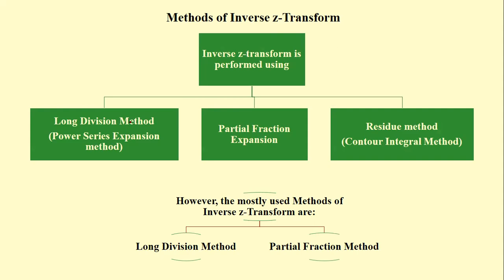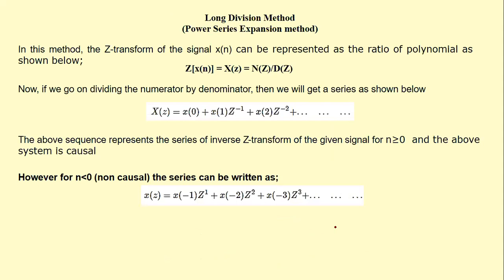The first method is the long division method, which is also known as the power series expansion method. The second method is the partial fraction expansion method. And the third one is the residue method, which is also known as the contour integral method. However, among these three methods, the most commonly used methods of applying the inverse Z transform are the long division method and the partial fraction method. So let us understand these methods.